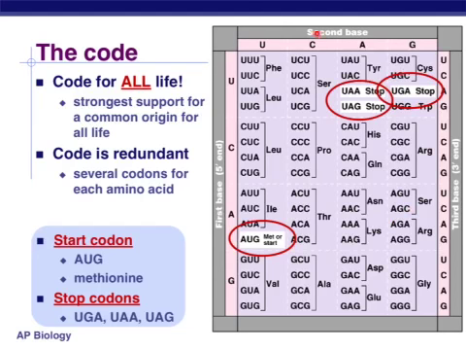Now, what does this tell us? This tells us that the code is redundant. There are several codons for each particular amino acid, with maybe the exception of our start codon. There's one codon for start, which is methionine or AUG. But everyone else has several.